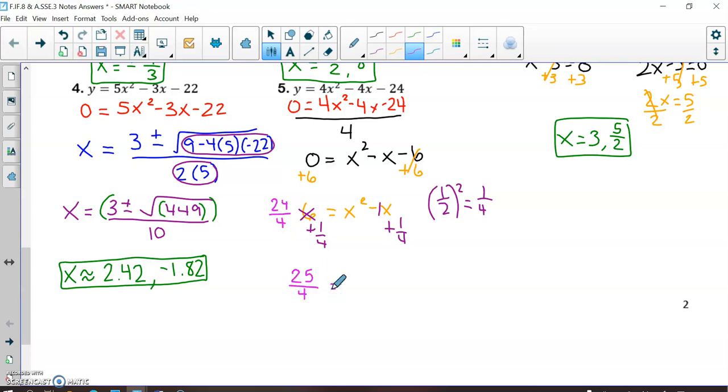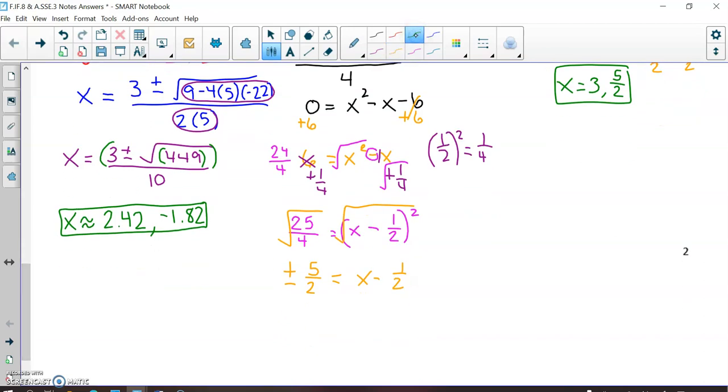And this will equal, I take the square root of my first term, which would be x, square root of my last term, which would be 1/2, and the operation in between my first and second term, which is a minus, and I square that number. Now I'm going to take the square root of both sides, and I wind up with positive or negative 5/2 is equal to x minus 1/2.